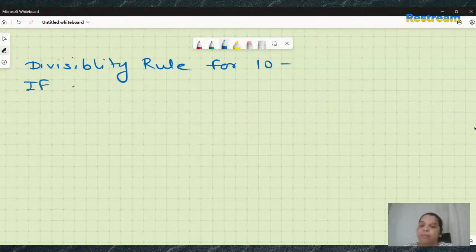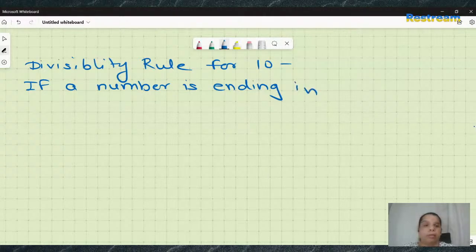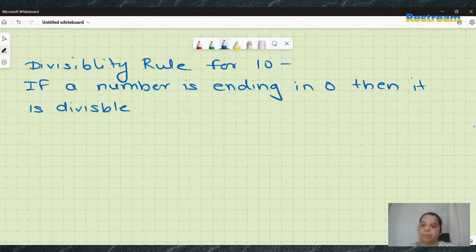So if a number is ending in 0, then it is divisible by 10. So any number that ends in a 0 is divisible by 10.